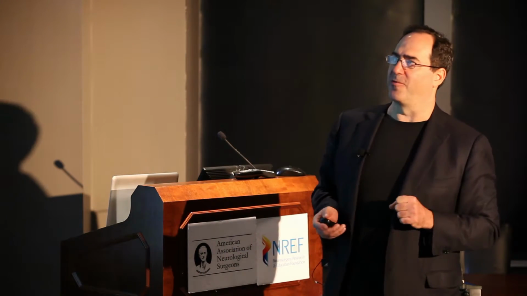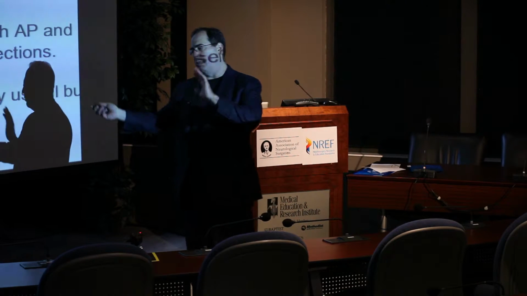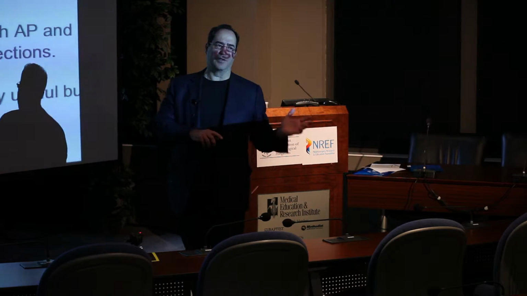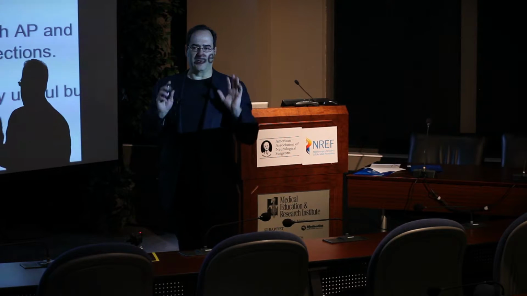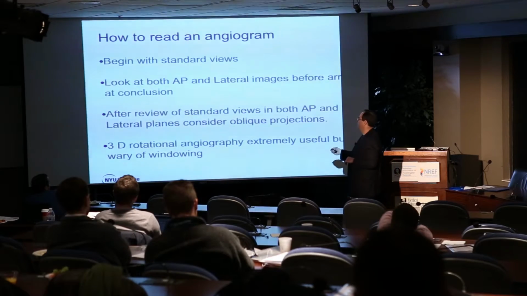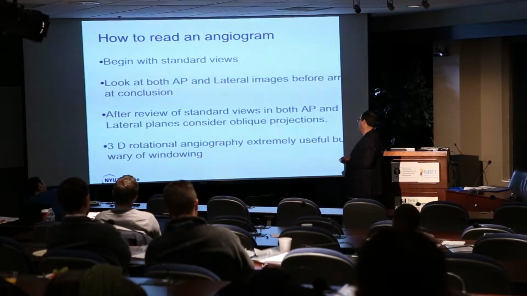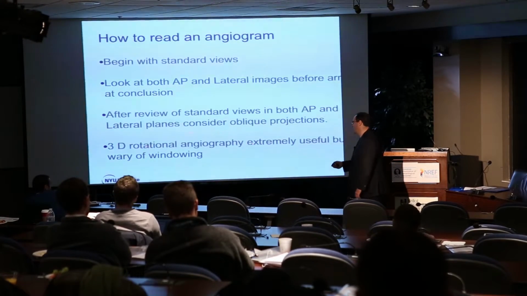Think about that for a second, but always start with your standard views. I mentioned this yesterday: AP and lateral views. If someone shows you obliques and things like that, ask, can you give me the standard views first? Go back, look at your AP and lateral, then get into your funky views. After you've looked at those standard AP views, then you can start looking at your oblique and fancy projections. And then at the end, always that 3D rotational angiogram, those 3D CTA type images, they're really fantastic.